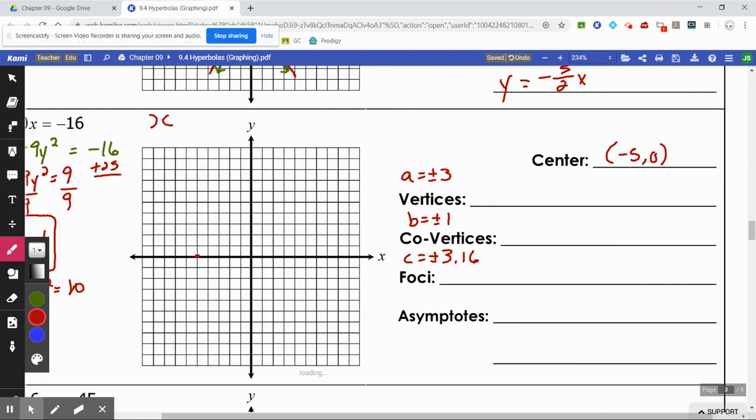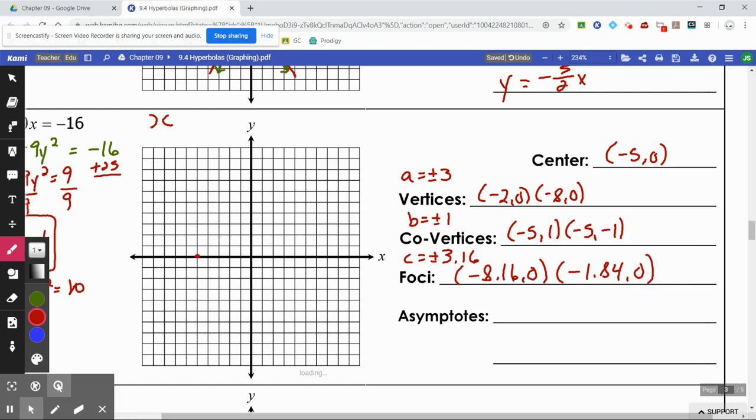So our vertices are going to be left 3 and right 3. So that's going to be negative 2, 0 and negative 8, 0. Our co-vertices are up and down 1, which will be at negative 5, 1 and negative 5, negative 1. Our foci will be left and right, since this is horizontal. So that's going to be negative 8.160 and negative 1.840.